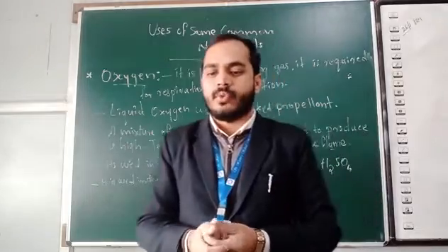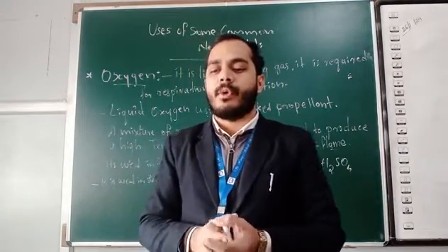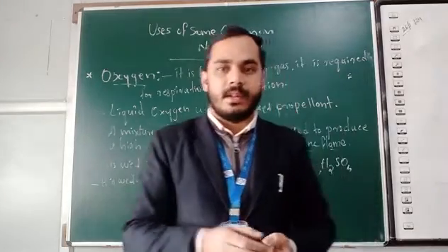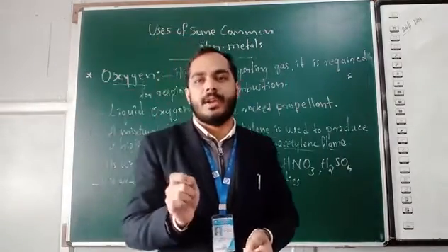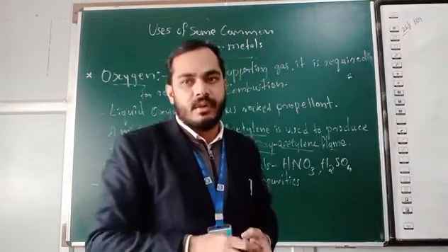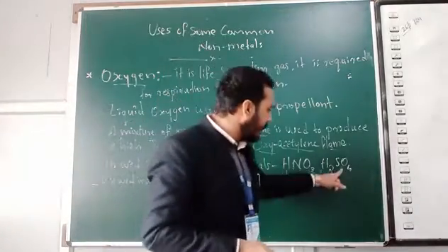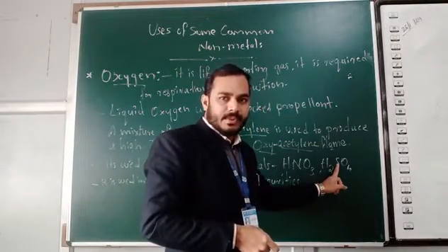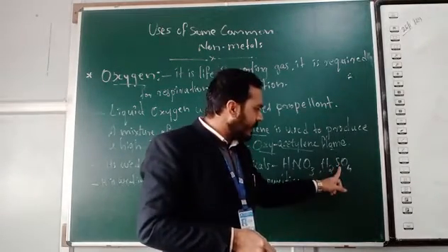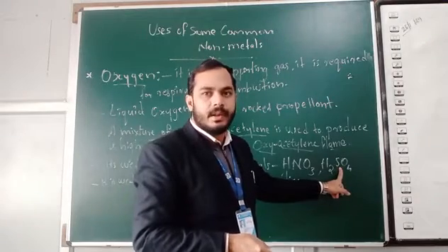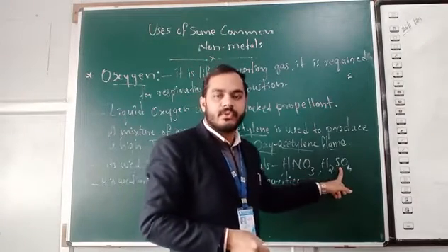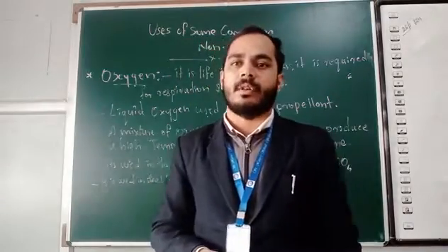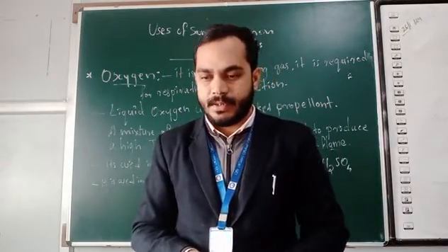Okay. So the first use: sulfur is used as an important raw material in the manufacturing of sulfuric acid. Sulfur is one of the very important raw materials for manufacturing sulfuric acid. Without sulfur, we are not able to prepare a chemical like sulfuric acid.